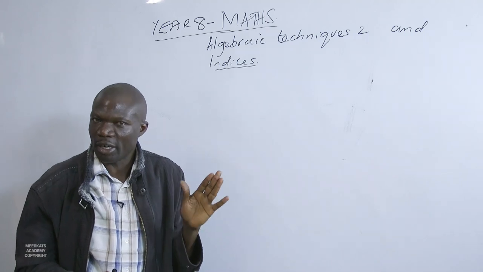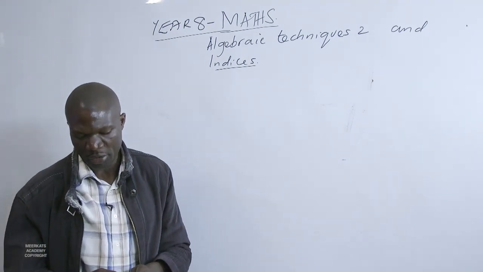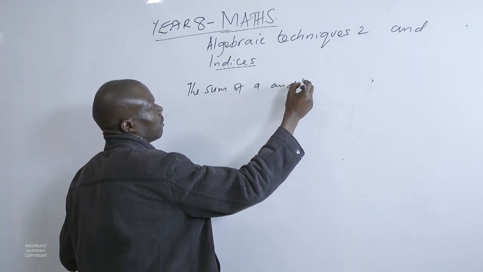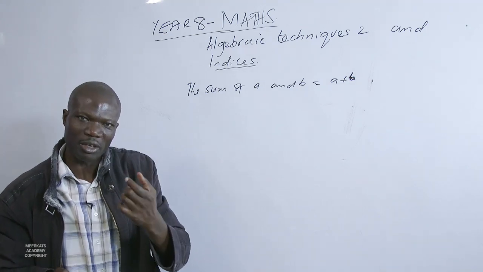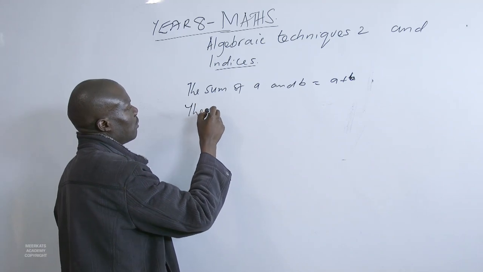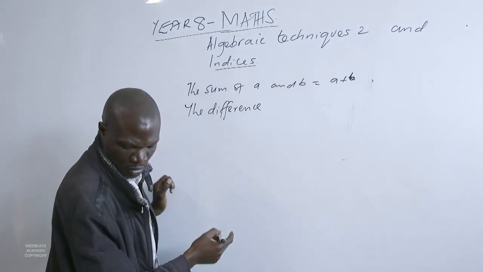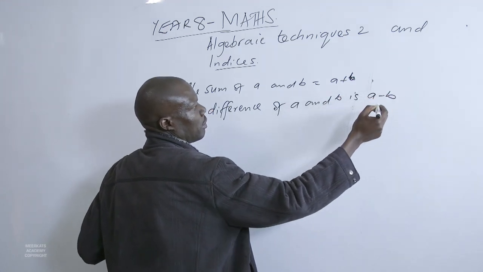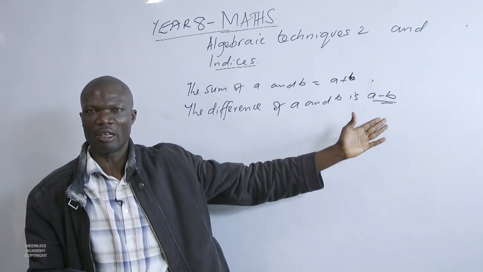So we've said that the term that does not contain any variable is called a constant term. Now, take note of the following. The sum of A and B can be written in algebra as A plus B. The difference of A and B, this long statement, can be simply written as A minus B.